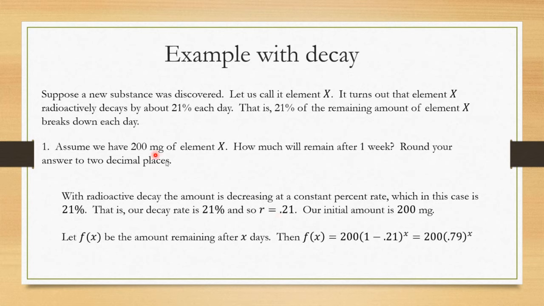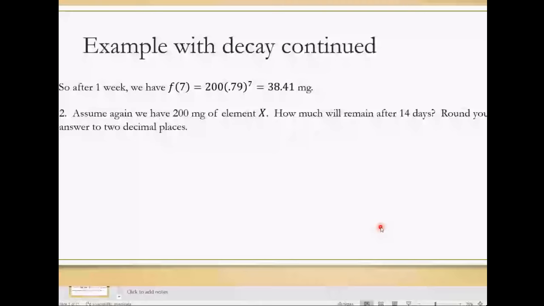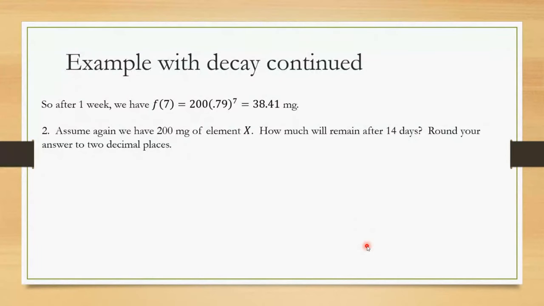The initial amount I give you is 200 milligrams. But since it's decreasing, we're going to have 1 minus R, as you can see here. So again, we have our exponential function. We have the initial amount, we have 1 minus R, and we get this. So that's our exponential function. That's how much is left after X days. So after 7 days, we're going to have this amount.